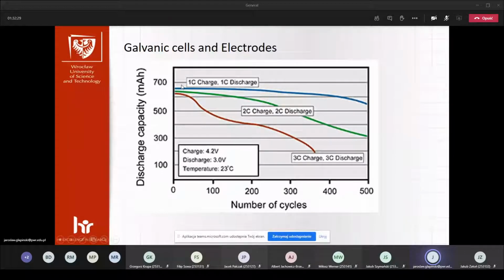As you can see, if we use the battery, which is typically discharged by 1C current, the capacity after 500 discharge and charge cycles drops a bit. But if we use higher currents, like for example 3C, we lose the ability to store the energy. Here you can see that after 400 cycles we have no possibility to store the energy.